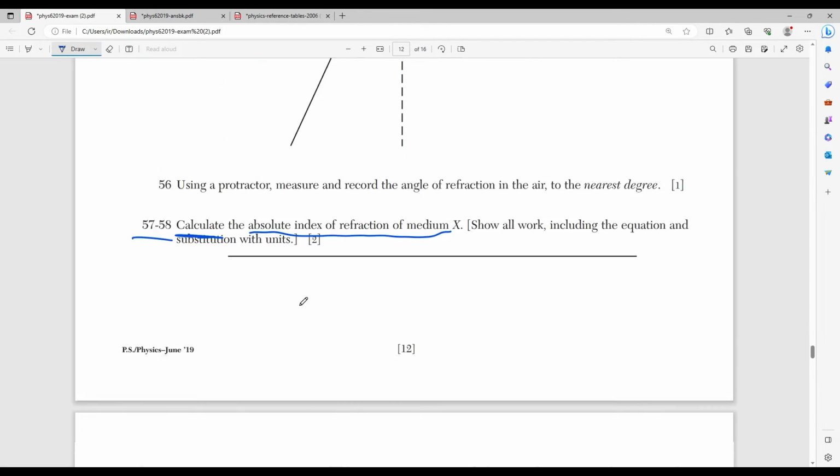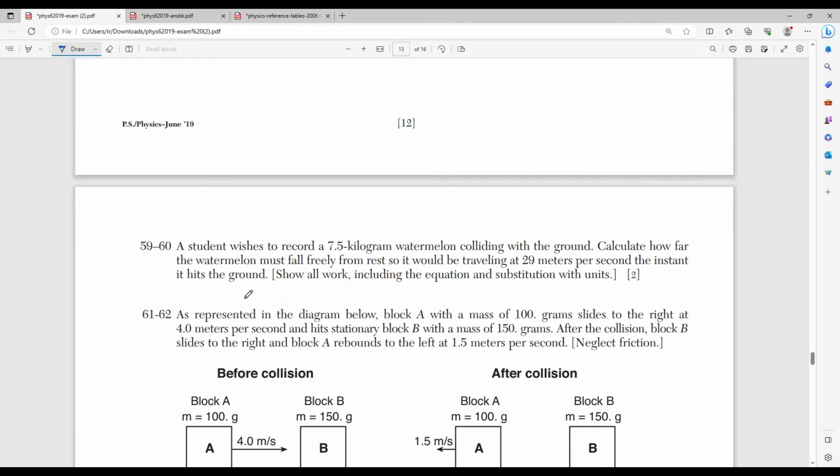Moving on to 59 through 60, it says a student wishes to record a 7.5 kilogram watermelon slice colliding with the ground. Calculate how far the watermelon must fall freely from rest so that it'd be traveling at 29 meters per second the instant it hits the ground, right? So what's given to me? A mass is given to me. They're asking us for distance.